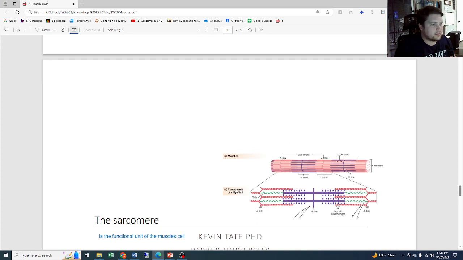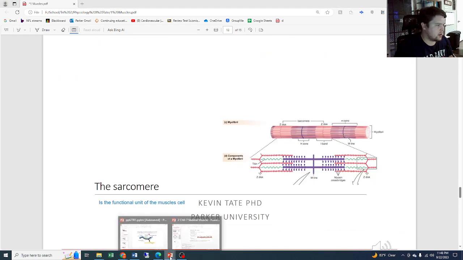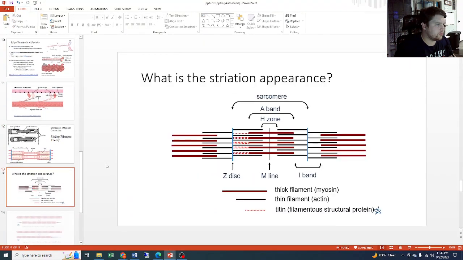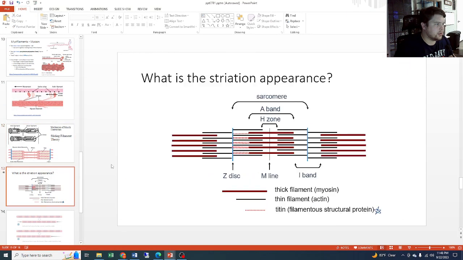So the sarcomere is this chunk of the myofibril within a muscle cell that is what is actually going to cause the contraction of the muscle cell. Here's where it all happens. And I'm going to show this one right here. So this whole structure is a sarcomere.